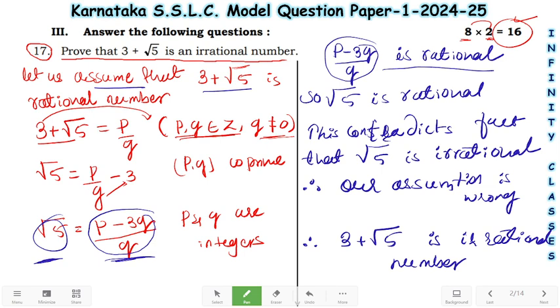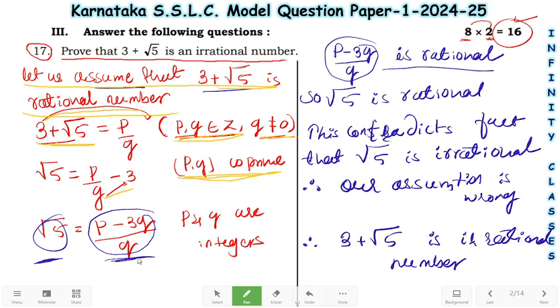So first we have to assume that 3 plus root 5 is a rational number. If it is a rational number, then 3 plus root 5 is P by Q, where P and Q belong to Z, and Q is not equal to 0, and P and Q are co-prime numbers. Co-prime means which has an HCF of 1. So root 5 as it is here, 3 we are transferring to the right side, it will become minus 3. Now Q is the LCM and cross multiply here.